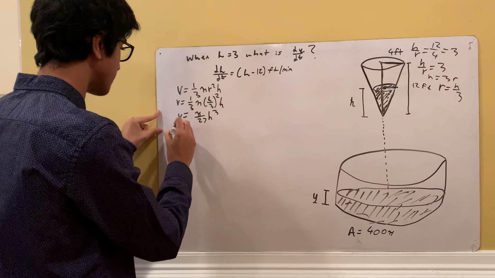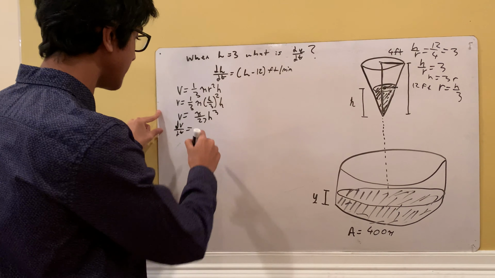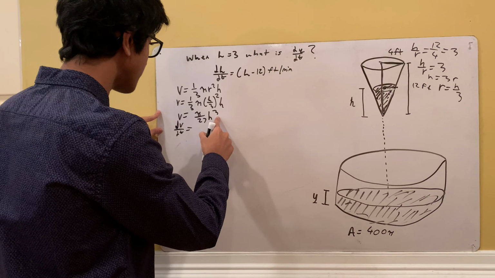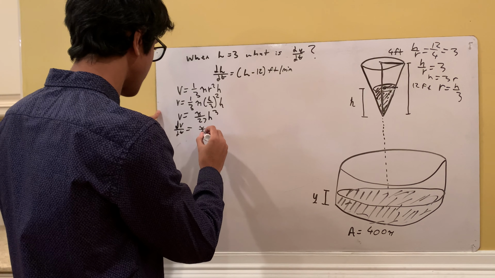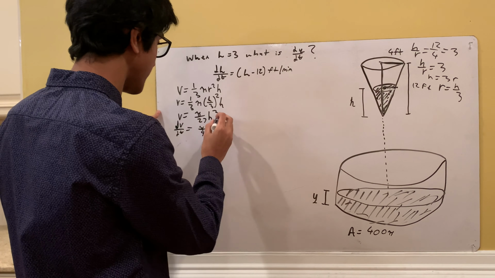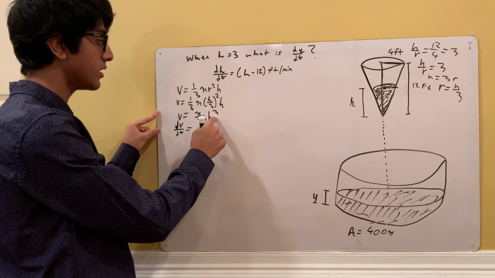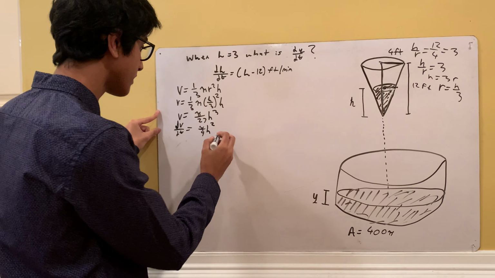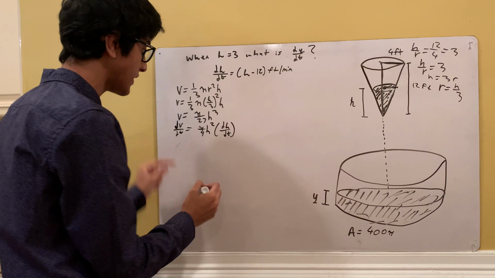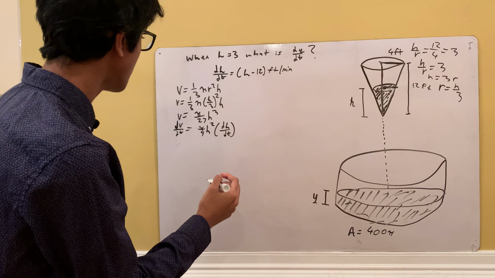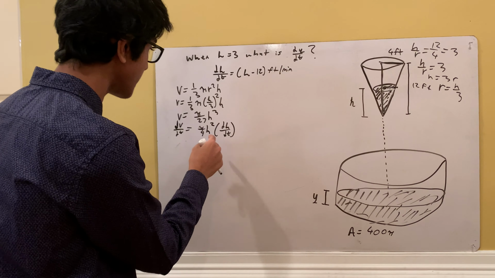The derivative of v is dv over dt, and then the derivative of this is you multiply the 3 out, so we get pi over 9 h, and then you subtract the exponent by 1, squared, times dh over dt. Since it's implicit, you multiply by the derivative. Okay, so we have dv over dt is equal to pi over 9 h squared times dh over dt.